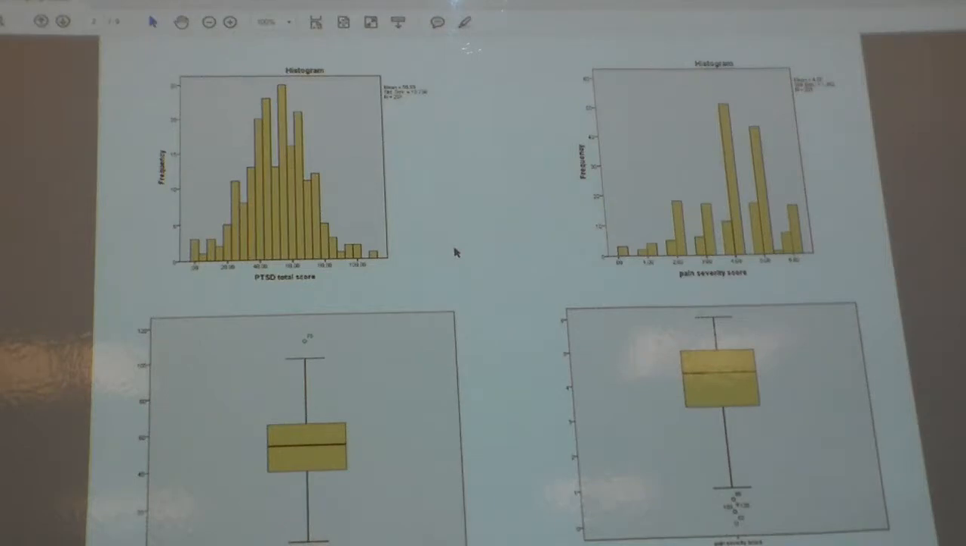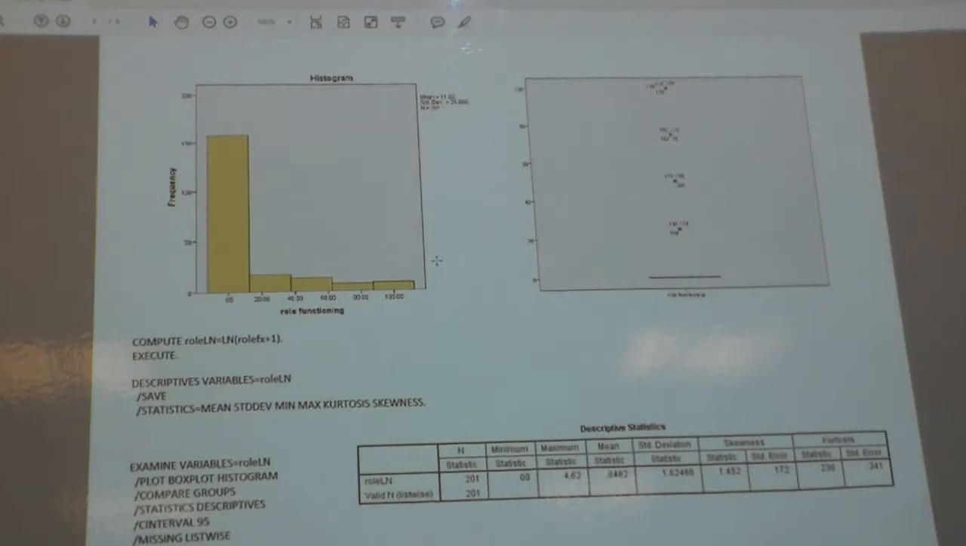PTSD total is pretty good here. We're liking that all right. Pain severity, I mean, it's not as pretty as this, but overall we're not too worried. It looks like we've got a little bit of a negative skew there. But then when we break down and take a look at our role function variable, Morgan, what did we recognize?